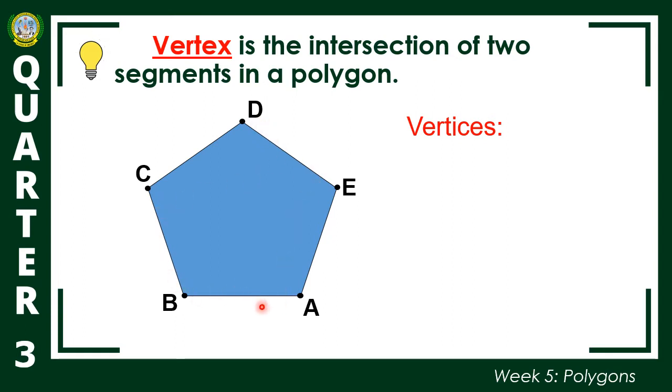Okay? So, to name the vertices of this polygon, we will use the way of naming a point. And that is, we have point D, point E, point A, point B, and point C. So, don't forget, we put the point symbol before the capital letter. Okay? And always remember to use capital letters since we are naming points.